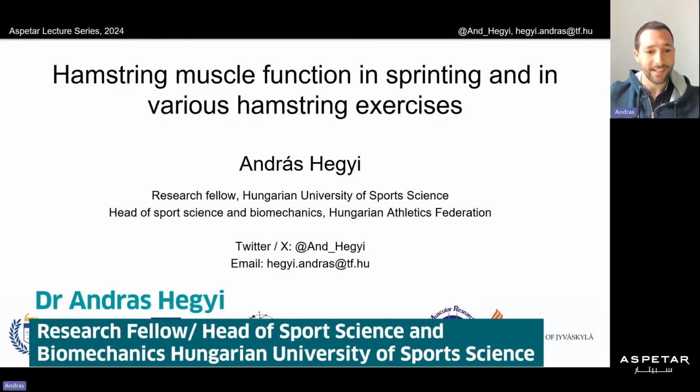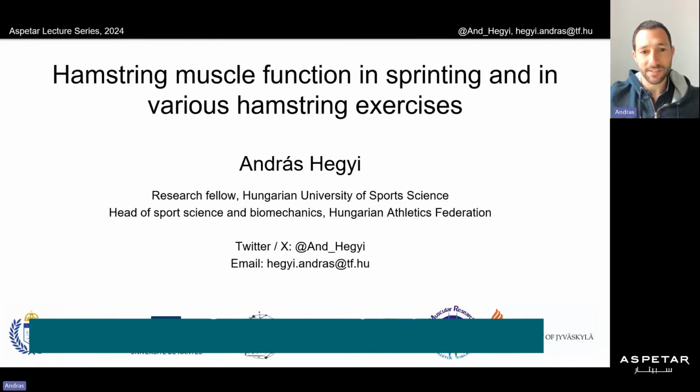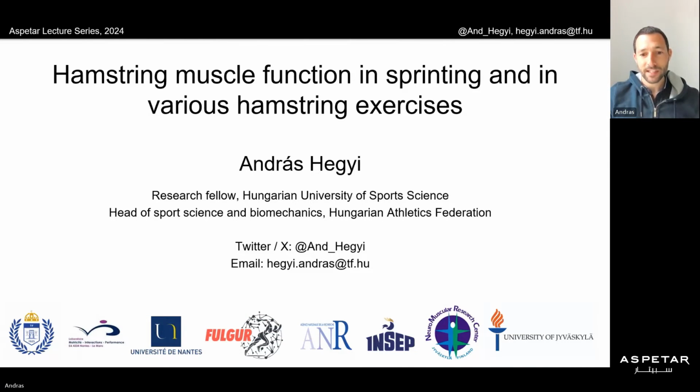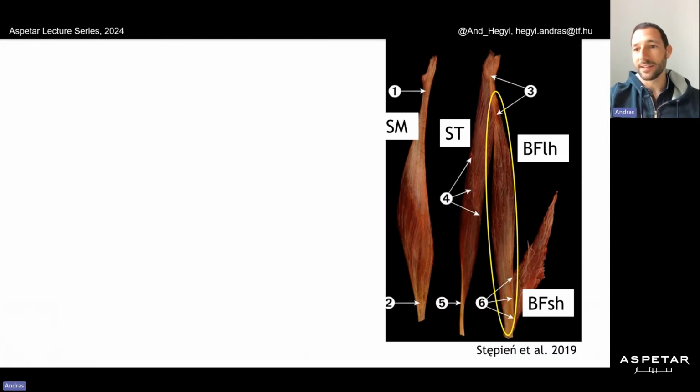Yeah, as you said, this is a work which is based on several years of research. I've been interested in hamstrings for quite a while, and first of all, I would like to show you which are the hamstring muscles, because I know that the audience is very diverse. So what you can see here is the hamstring muscles, which are on the back of your thigh.